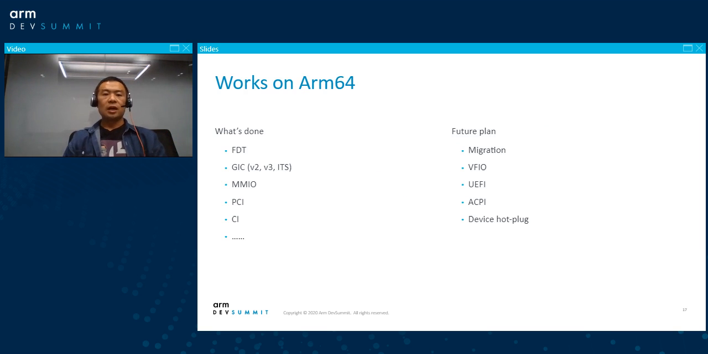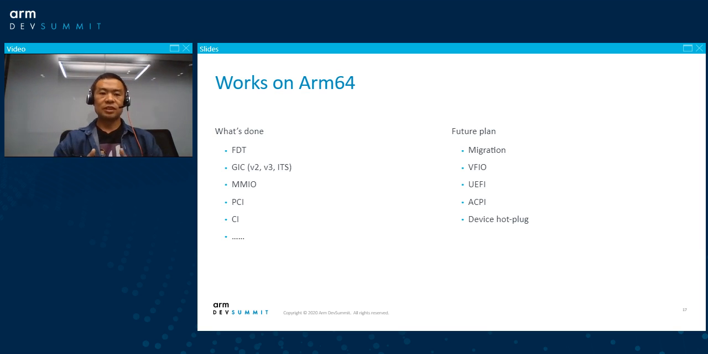With this slide, I will introduce what has been done on ARM and what will be done in the future. To enable ARM in Cloud-hypervisor, we added things like FDT and the GIC. So far, we have supported GIC v2, v3, and ITS. We also enabled MMIO and PCI for VirtIO devices.